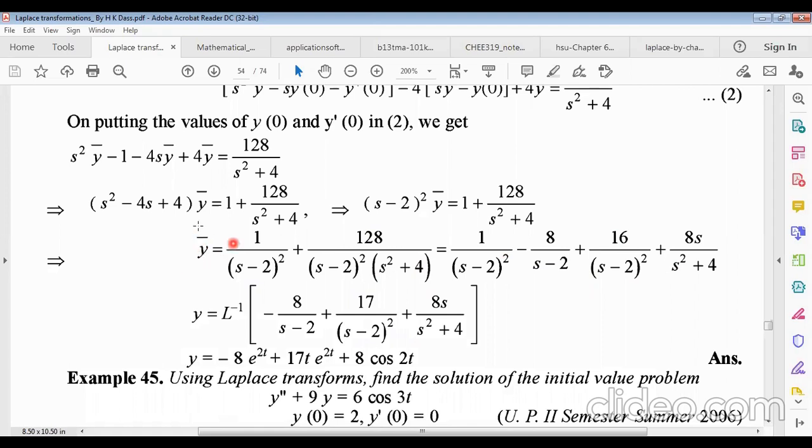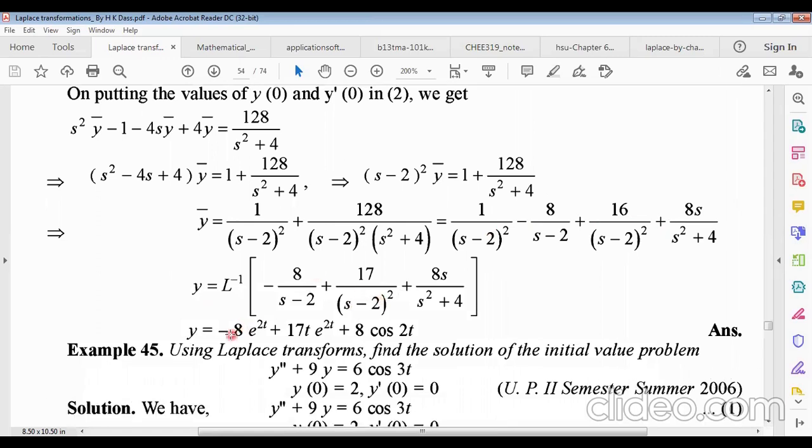So the inverse Laplace transformation of it will be y(t), only y(t). y(t) equals the inverse Laplace transformation of this same term. So 16 and here 1, so 17 divided by s minus 2 whole square. So 4 terms become 3 terms. You must know the inverse Laplace transformation of 1 by s minus 2: e to the power 2t, and of 1 by s minus 2 whole square: t into e to the power 2t.